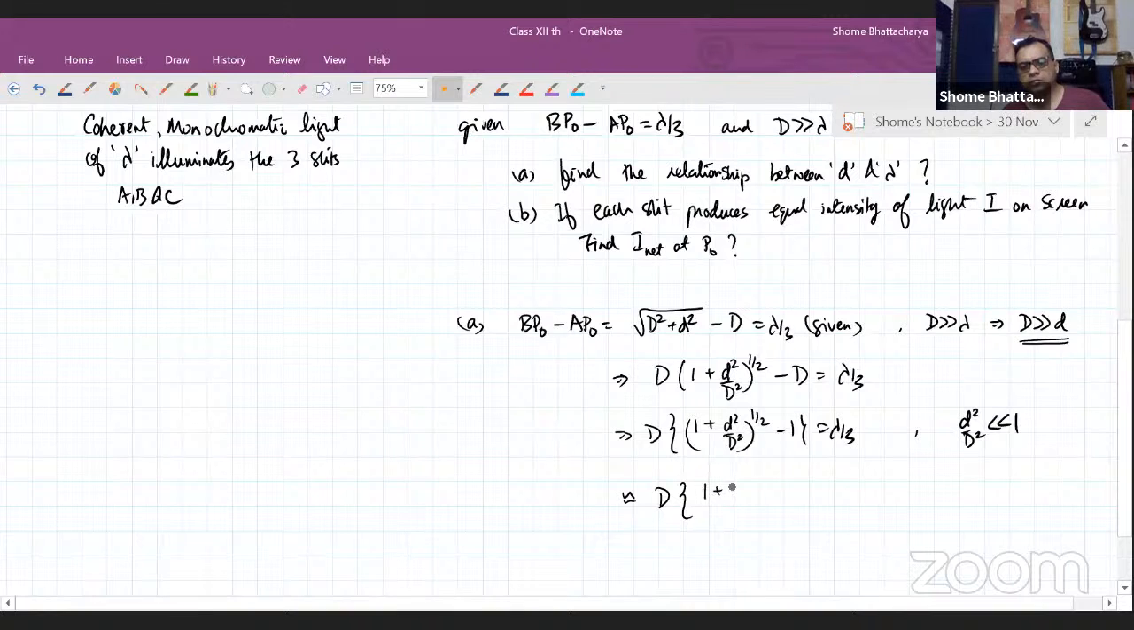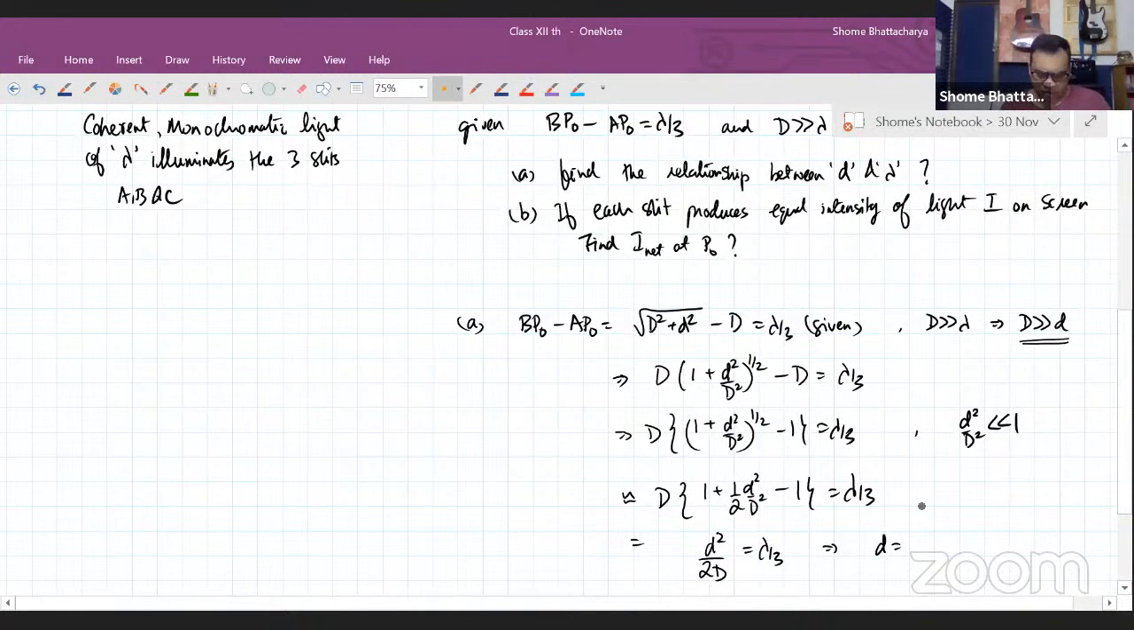So the power comes inside with the approximation. Okay, so 1 and 1 cancels and we have d square by 2 times capital D is equal to lambda by 3. So we can say that small d is equal to square root of 2/3 of capital D lambda. Okay, so this is the first part.